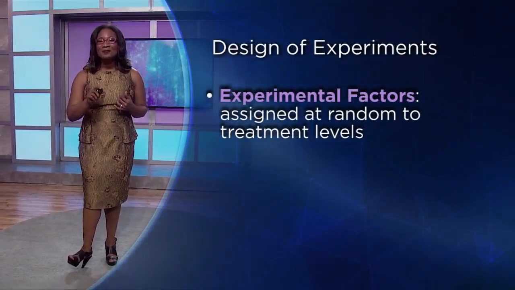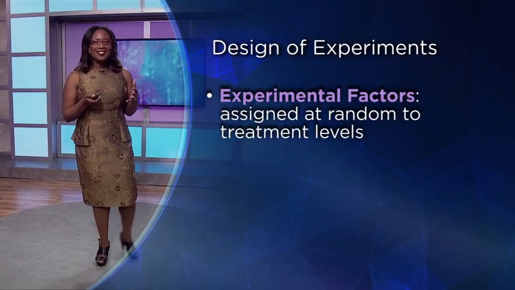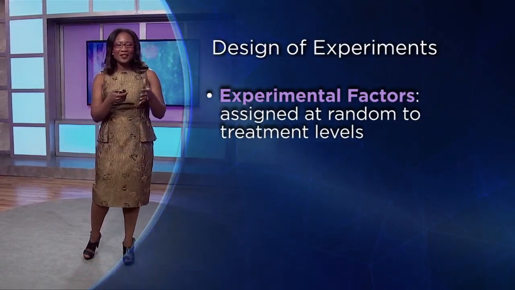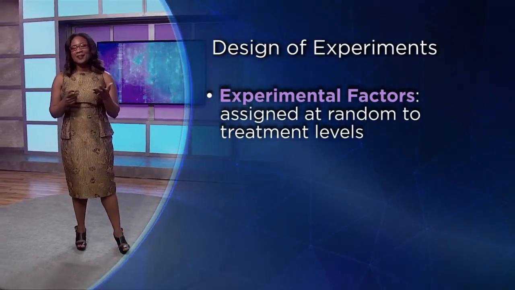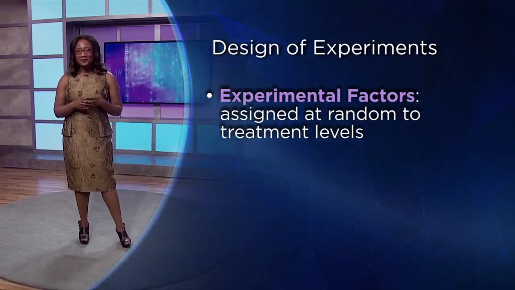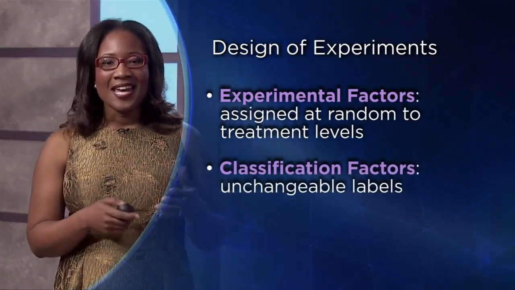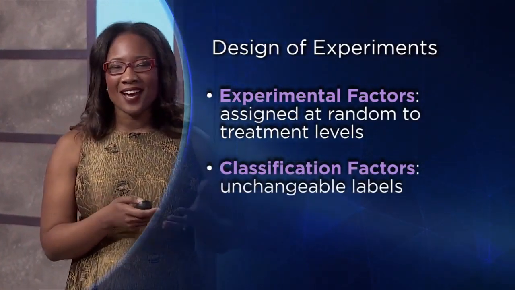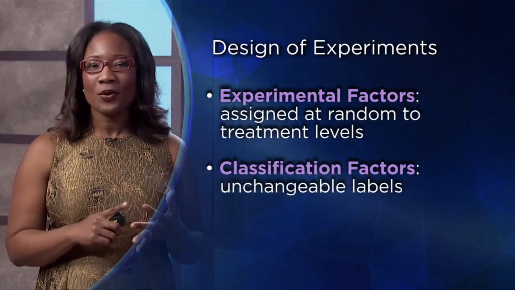There are several types of factors that might occur in our experiment, including the following. First, experimental factors. Now, these are going to be factors that get assigned at random to our different treatment levels. So like temperature or the amount of a particular drug. Second is classification factors. Now, these are factors that represent unchangeable labels like sex or age or even race.